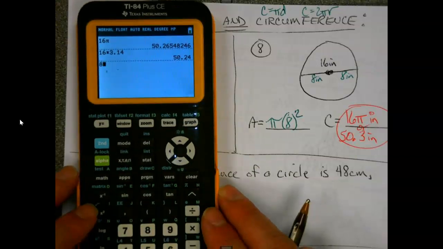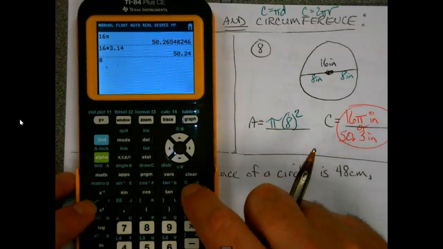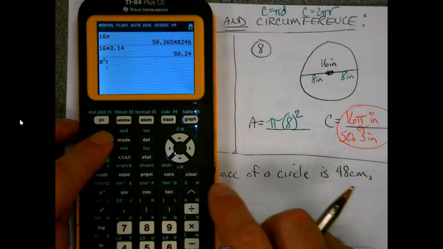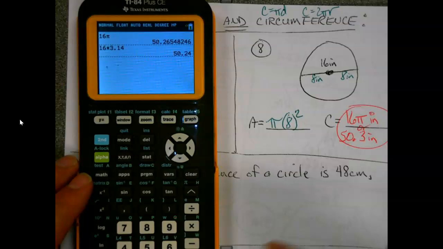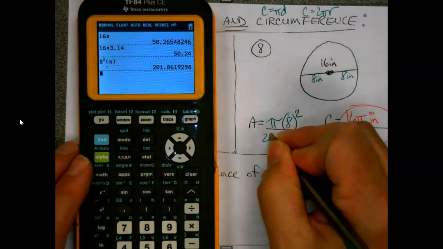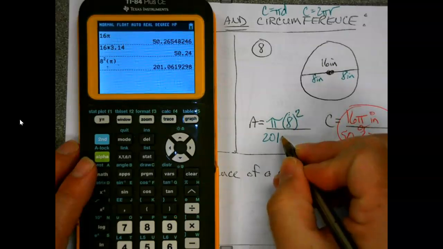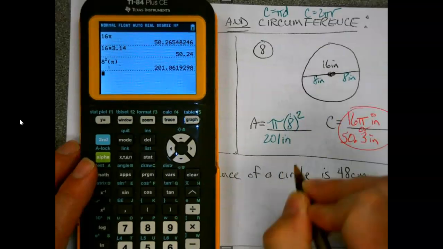This x squared button will always get you squared on these, or you can use the caret and 2. And second up arrow. Ooh, that's kind of chunky. Again, I'll talk about that in a sec. Hang on, I'm getting ahead of myself.